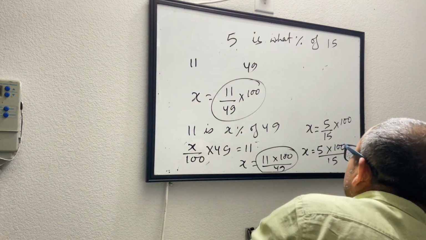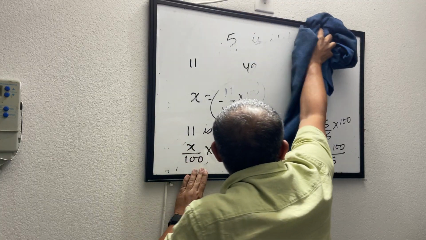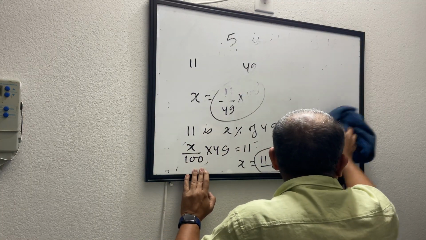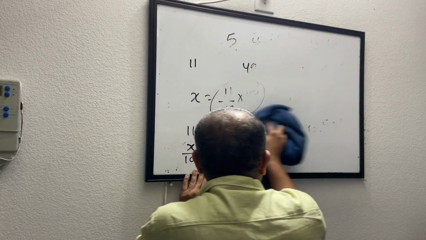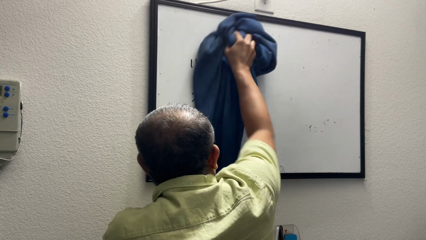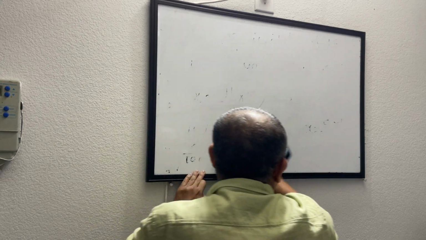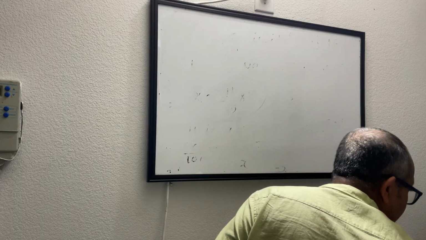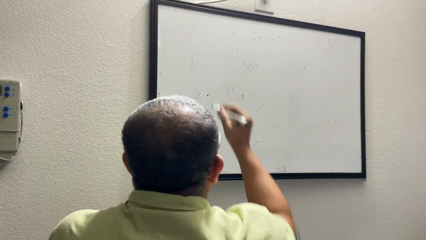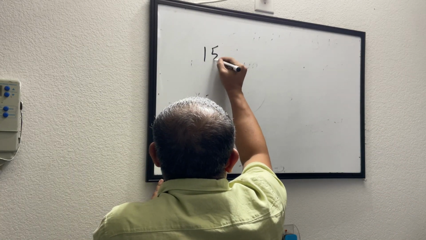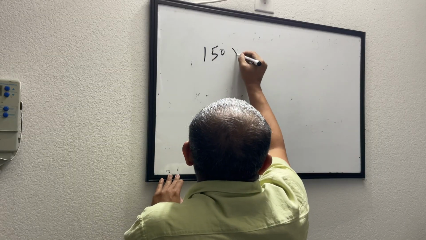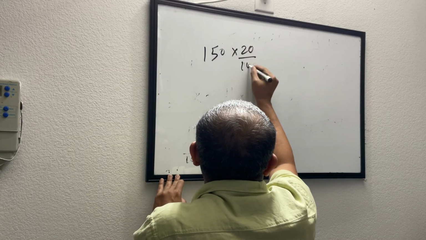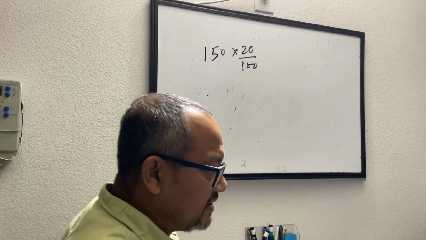So, there are two things now from the whole thing. There are two types of problems we will deal with whenever it comes to percentage. One situation is you are given a number, let's say 150. Find out 20% of 150. You do it this way.